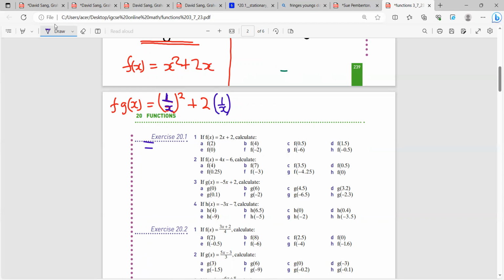So this 2 can actually be applied to everything, to the fraction. So it will be 1 squared over x squared. And then if we multiply that bracket, we're going to get 2 over x. Are we together? Yes, sir. And then the final answer will be 1 over x squared plus 2 over x. So this is the final answer.